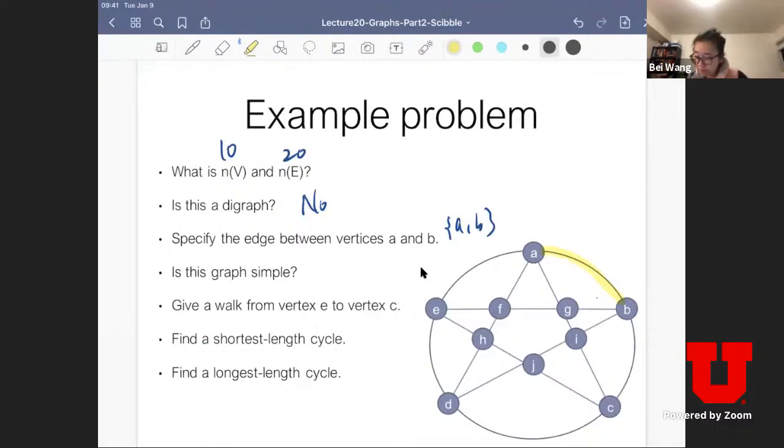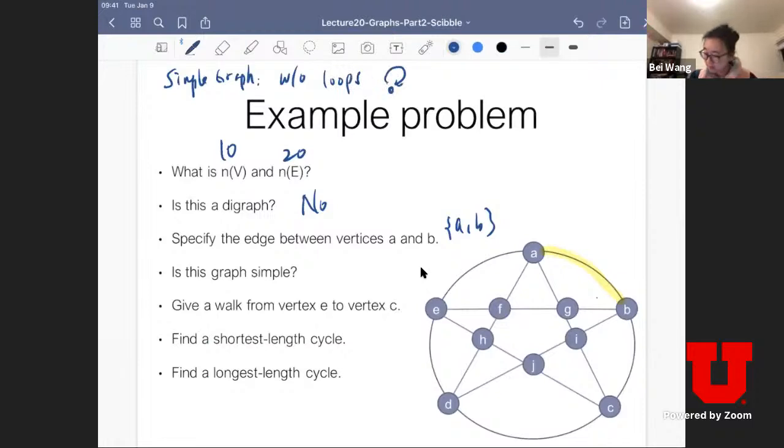Is this graph simple? Remember, what is the definition of a simple graph? A simple graph is one that does not have loops, right? What is a loop? It doesn't have something like this, or multiple edges. So what are multiple edges? This is a multiple edge scenario. So this graph is simple.